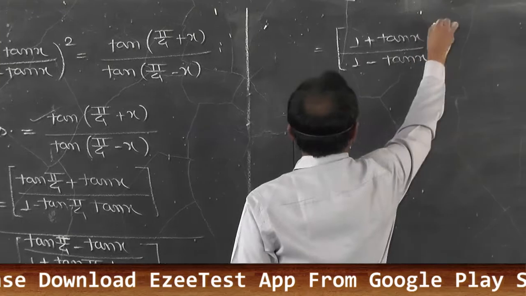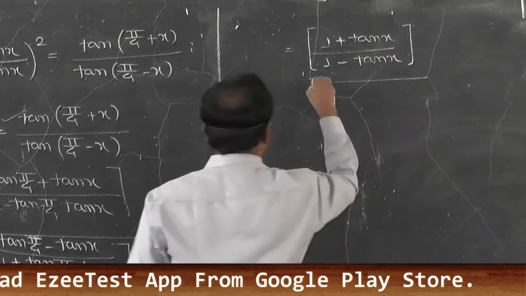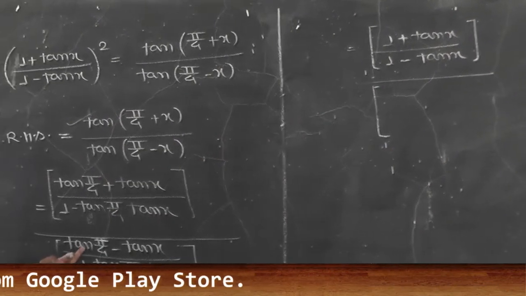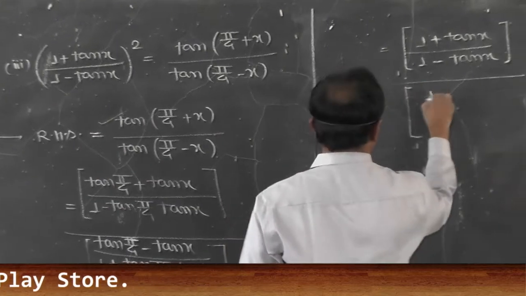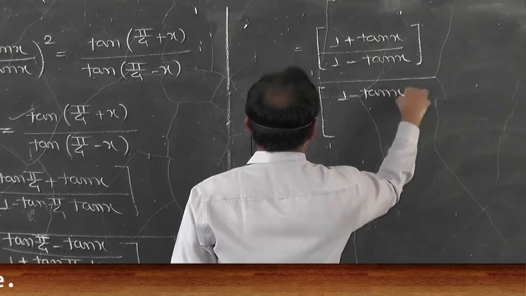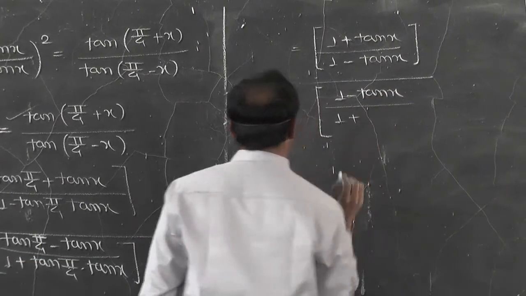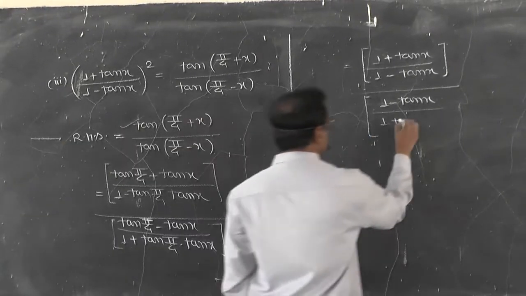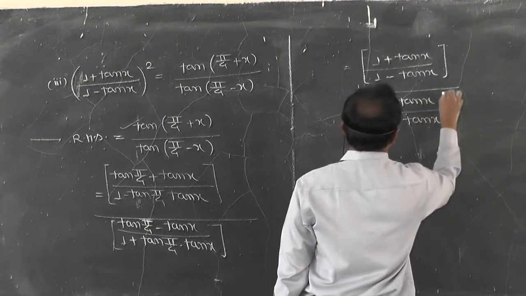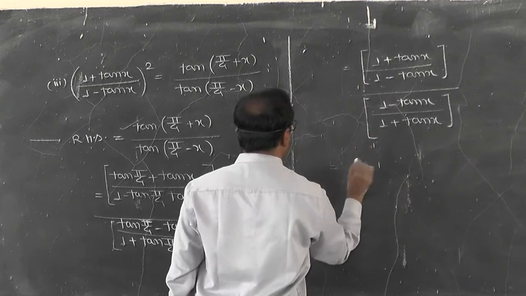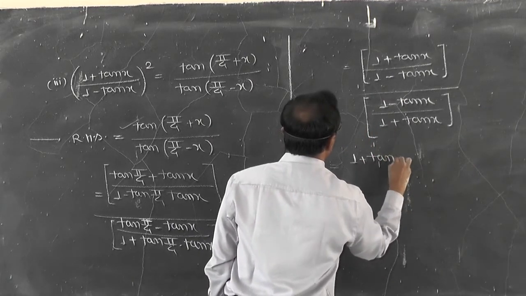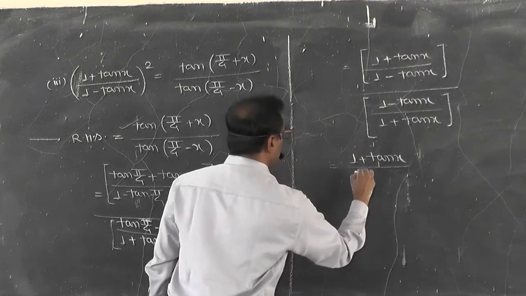This is the numerator completion. Now coming to the denominator: tan pi by 4 is 1, so it is 1 minus tan x upon 1 plus, tan pi by 4 is 1, 1 into tan x is tan x. By the reciprocity law, we write it like this: 1 plus tan x divided by 1 minus tan x.